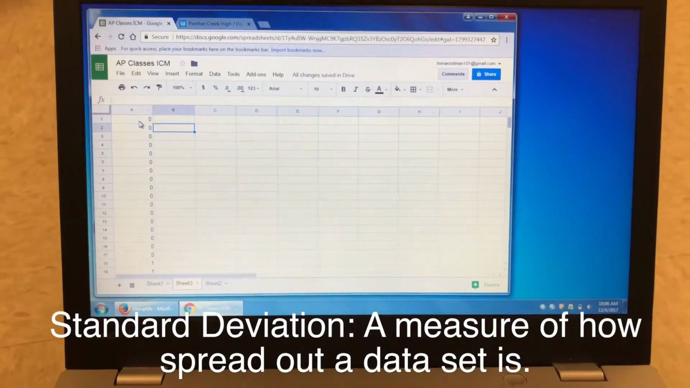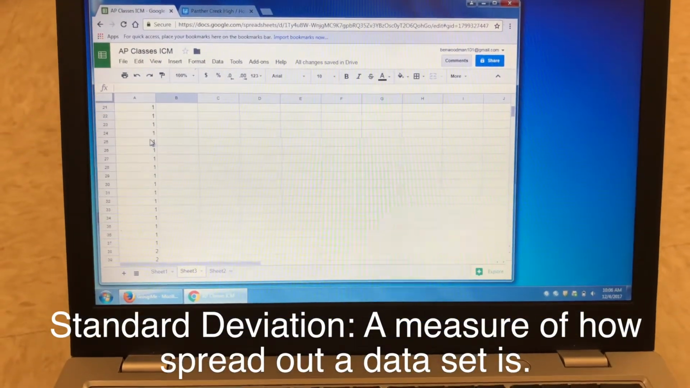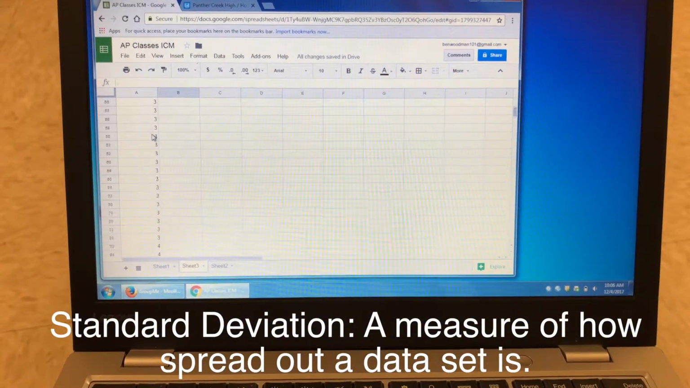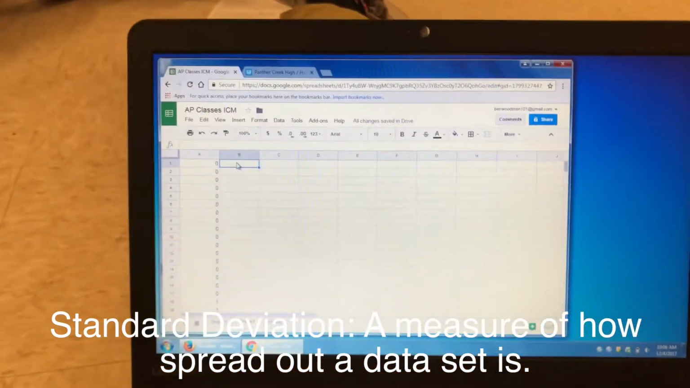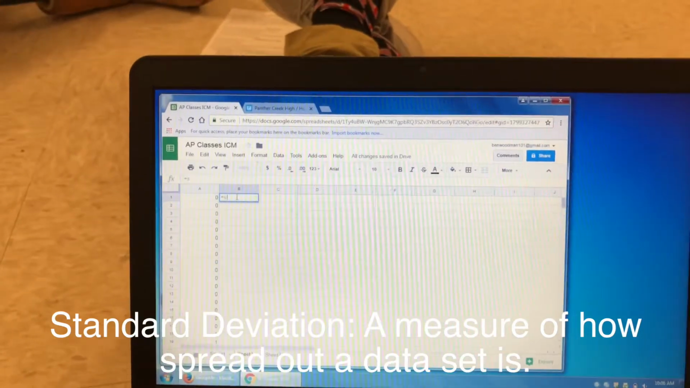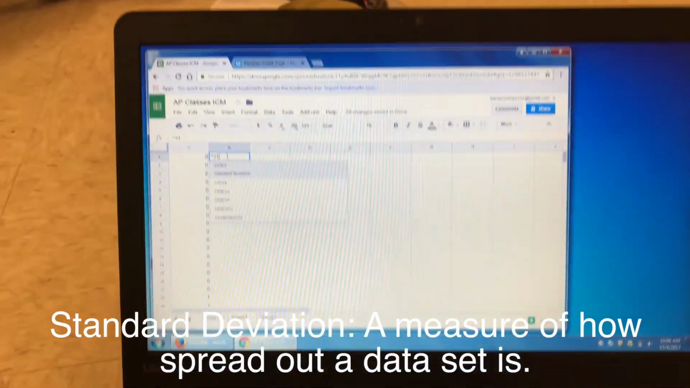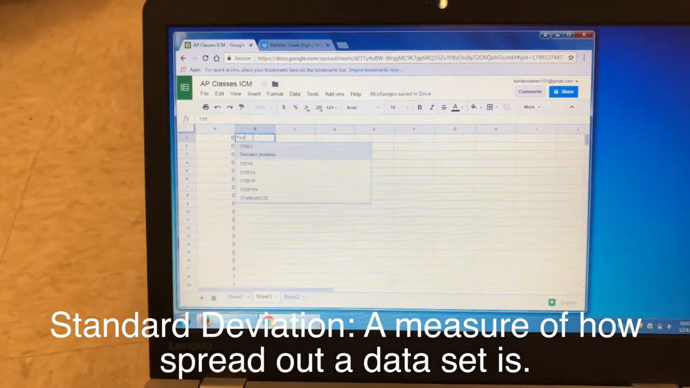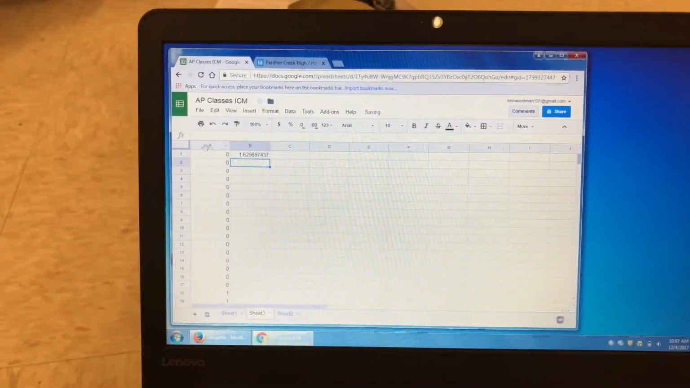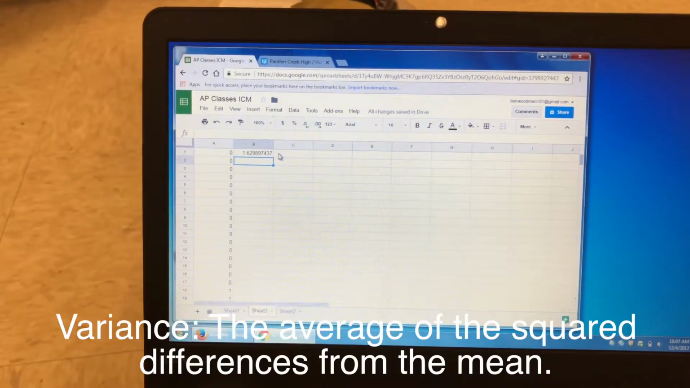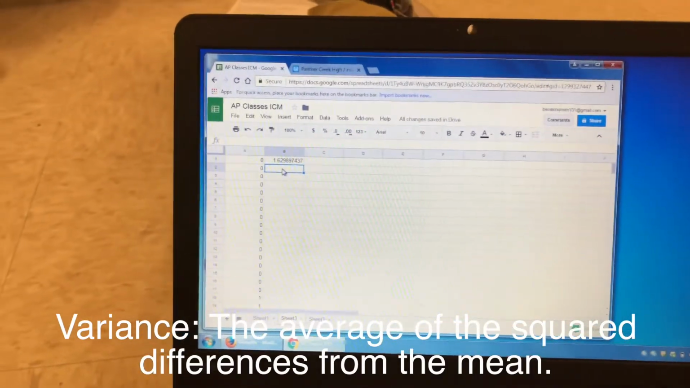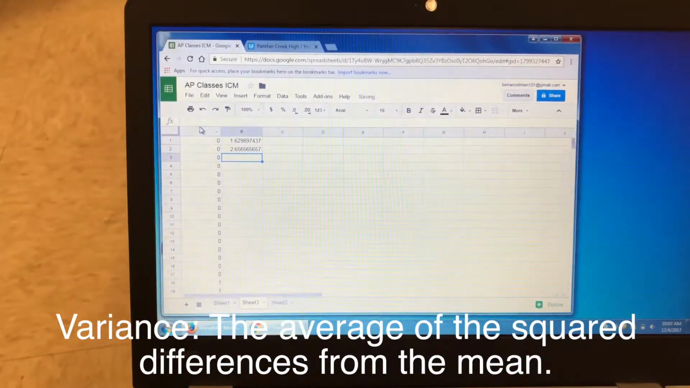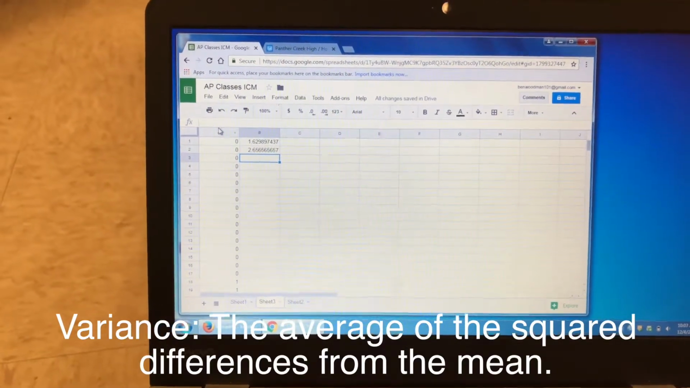Alright, so now we're going to calculate the standard deviation. So we have all of our data set here entered in Excel. So to calculate it, I'm just going to do equals STDEV, and then I'm just going to call it. Okay, so our standard deviation is going to be 1.62, and our variance is going to be 2.65.